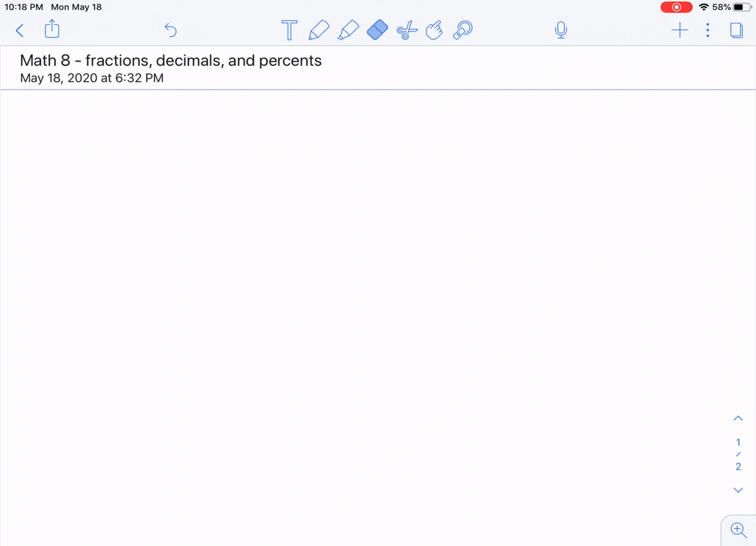Hey guys, I just wanted to do a quick review on our fractions, decimals, and percents. We worked a fair bit last time on dealing with percents and moving from percents to decimals and fractions. So I'm going to start off by reviewing that, only this time we're not going to have any pictures.